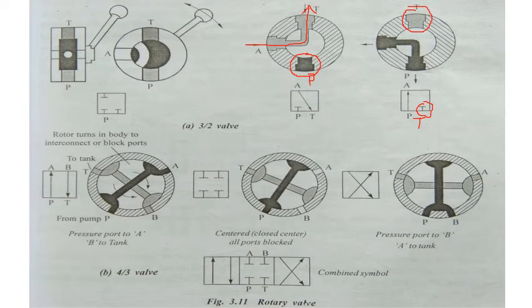And here P is connected to A. Here is the point A, or actuator port A. P is connected like this. This is happening in the first diagram. And here they have mentioned one more position for analysis purposes. Here P is blocked, tank is blocked, and actuator port A is blocked.